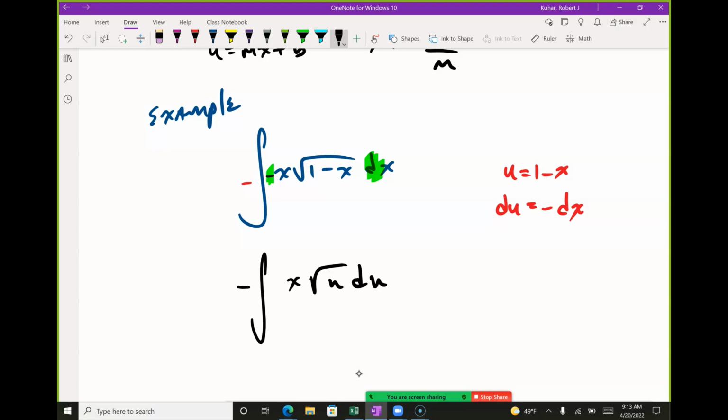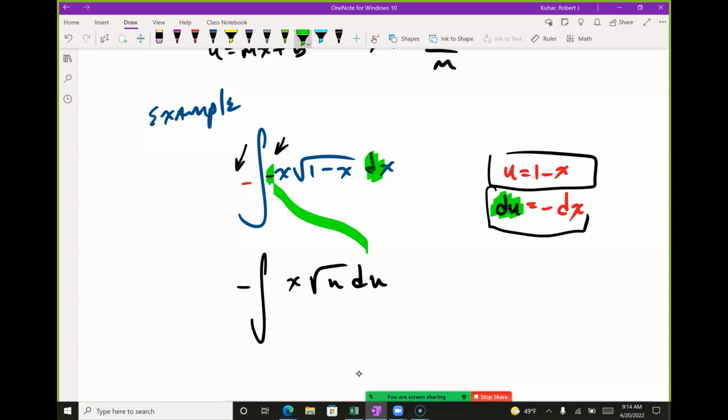Can you go over it again, please? Well, is there a clear inside? Yes, so u is 1 minus x. I took the derivative, I got negative dx. I multiplied by a negative on the inside, and a negative on the outside to cancel them. But now, highlighted in green is du. Du is negative dx. So the negative and the dx became du, the inside became u, but I have a leftover x.